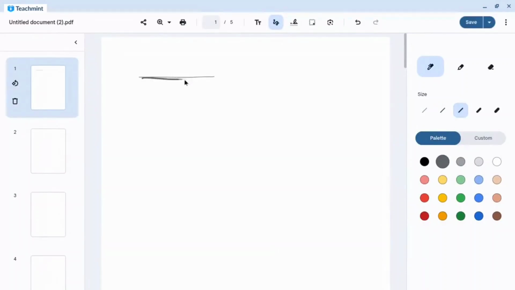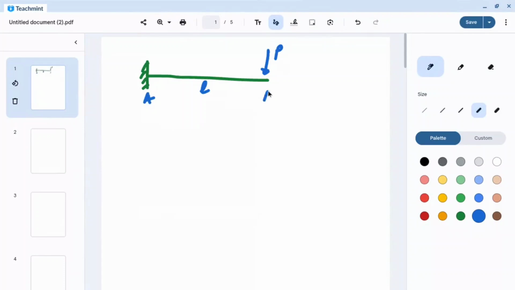I am taking a beam. What happened to the color? So either we take a cantilever. Say the load is P, my length of the beam is L. Suppose the ends are A and B. My question is to find support reactions and bending moment.